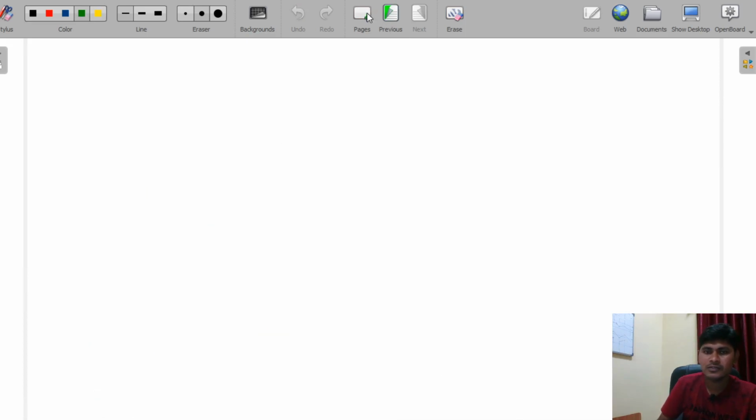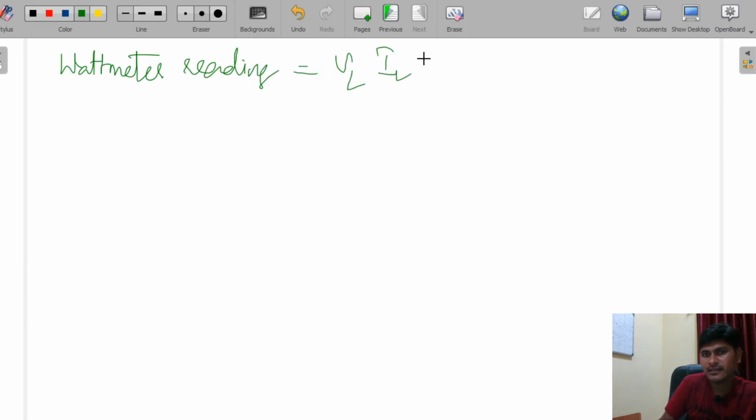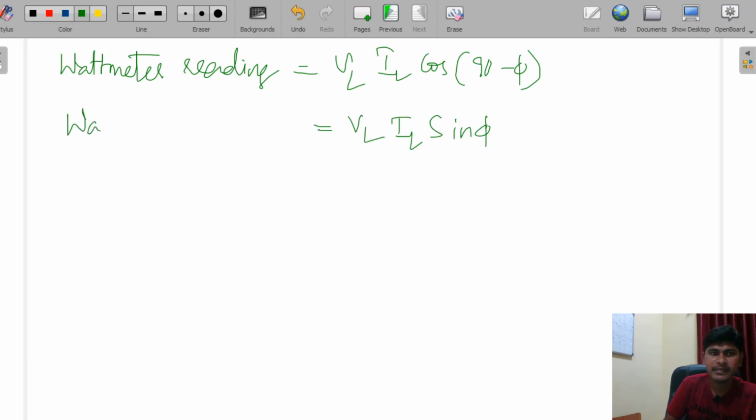So the wattmeter reading is VL IL cos of (90 minus phi), which is nothing but VL IL sin phi. This is the wattmeter reading.